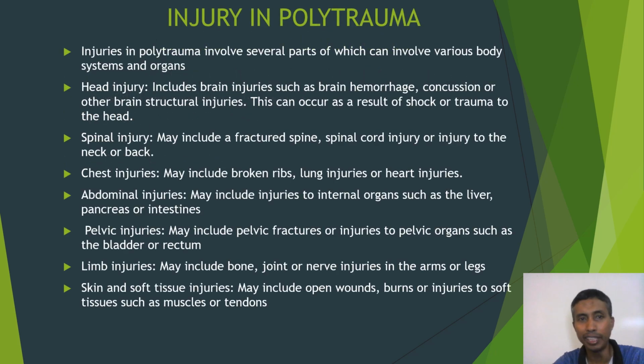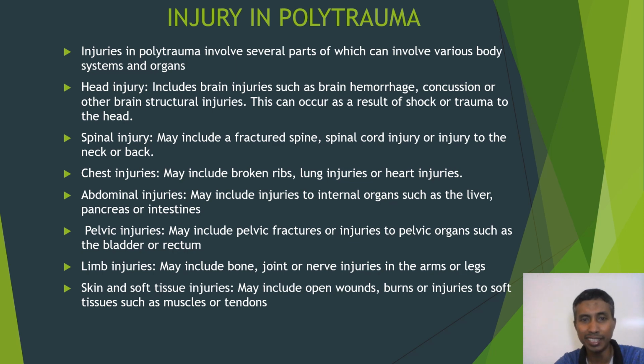Okay, injury in polytrauma. Injury in polytrauma involves several parts which can involve various body systems and organs. Head injury includes brain injury such as brain hemorrhage, concussion or other brain structural injuries. This can occur as a result of shock or trauma to the head. Spinal injury may include a fractured spine, spinal cord injury or injury to the neck or back. Chest injury may include broken ribs, lung injuries or heart injuries.